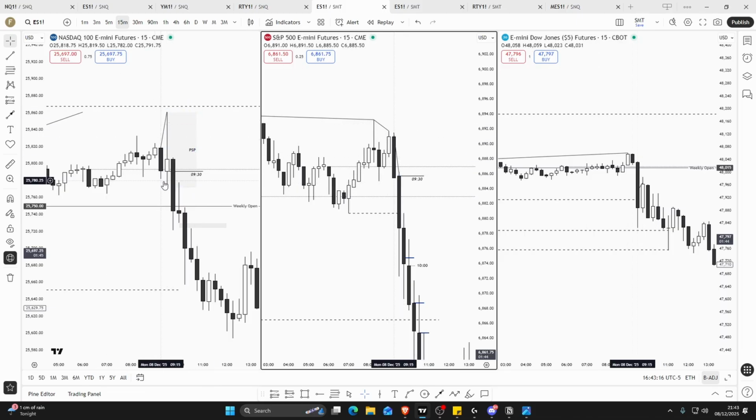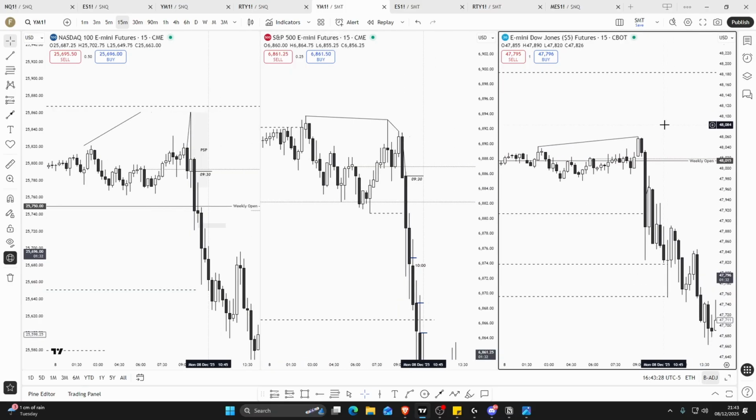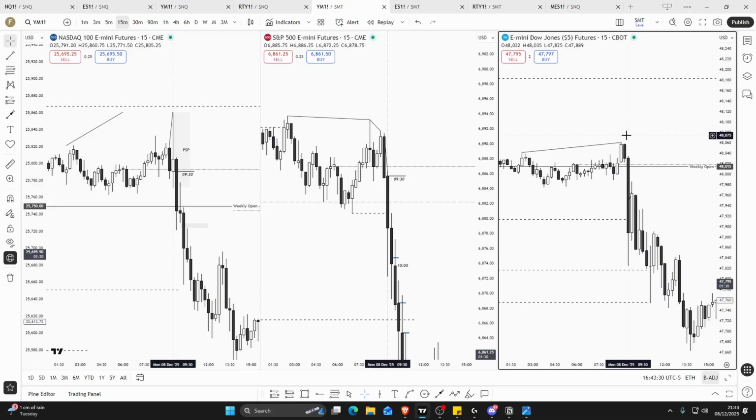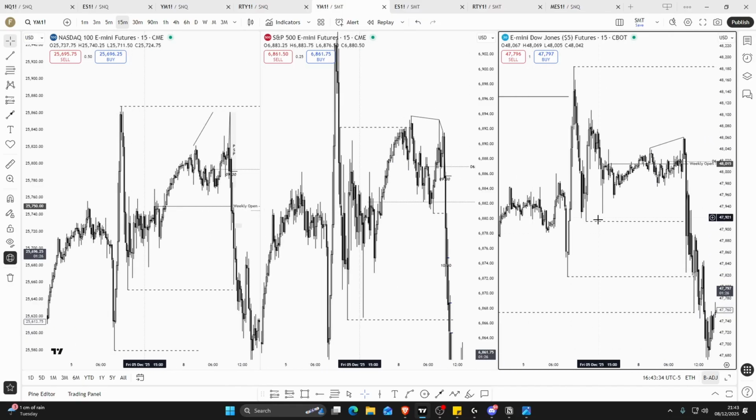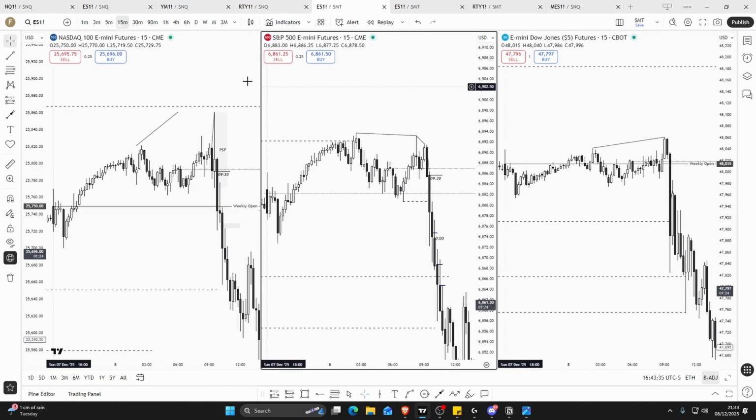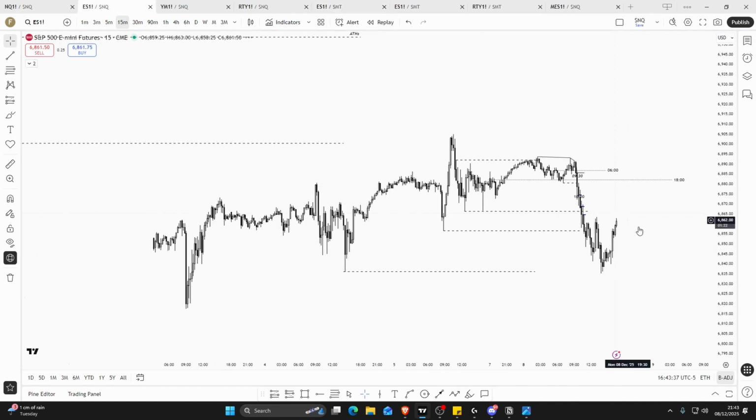And we also form another PSP, a fractal PSP, where NQ closes bullish, and which one's 930? This one. ES closes bearish here, right? And I didn't really focus too much on YM, but YM shorts were valid as well to all these stacked lows. Let's just look at ES on the 15-minute.